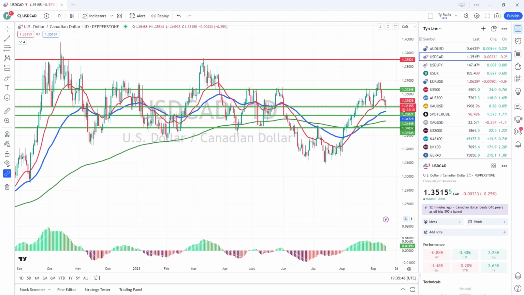Now, this is an important level, not just because it's a round number at 135 and a psychological number, but also because you can see right through here, it was a landing zone for quite a bit of support through that area. It was resistance there, and again resistance there for nearly a week. So it's a very important zone.